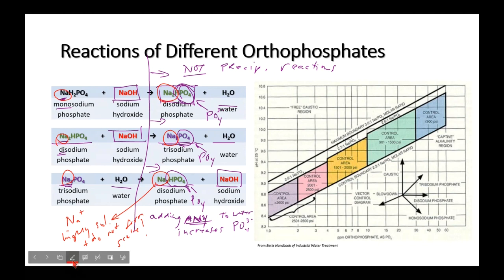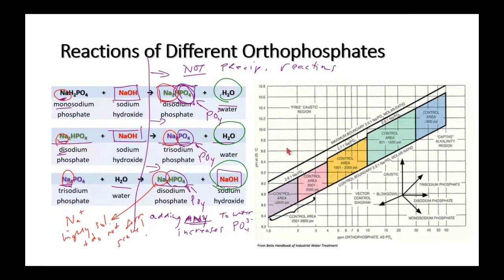Now let's take a look at some of these other products. We've got water. Okay, that's good stuff. More water, more good stuff. Oh, we've got sodium hydroxide. Very interesting.